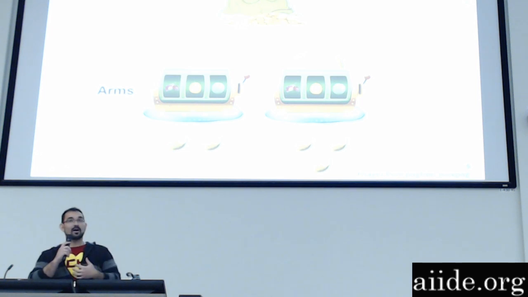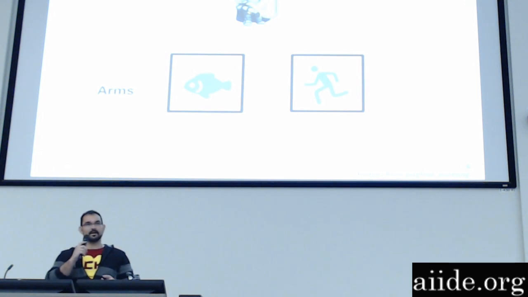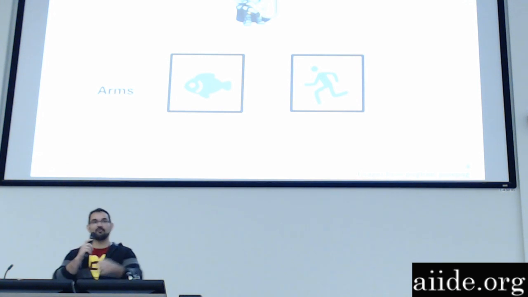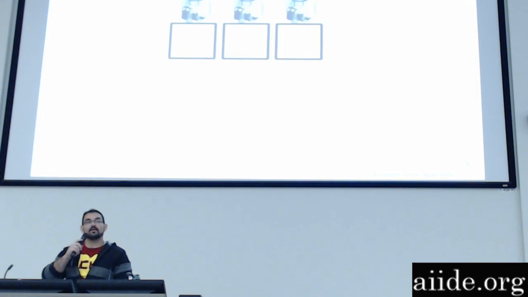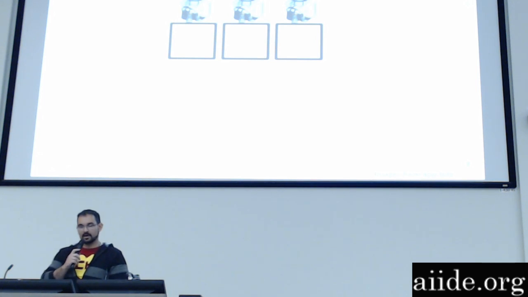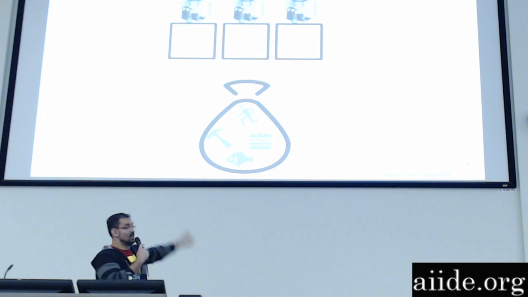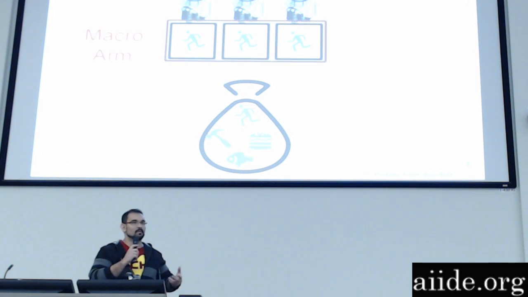If I bring this idea to RTS games, I have these situations: I need to decide if my soldier will fish, or start moving, walk around, or defend. But if I have more than just one unit, and I have 3, 4, 5 units, in this moment I have what I can call a combinatorial multi-armed bandit, and I need to decide from my bag of actions what action I will choose for each one of these units. And if I assign one action for each unit, I have one macro arm.